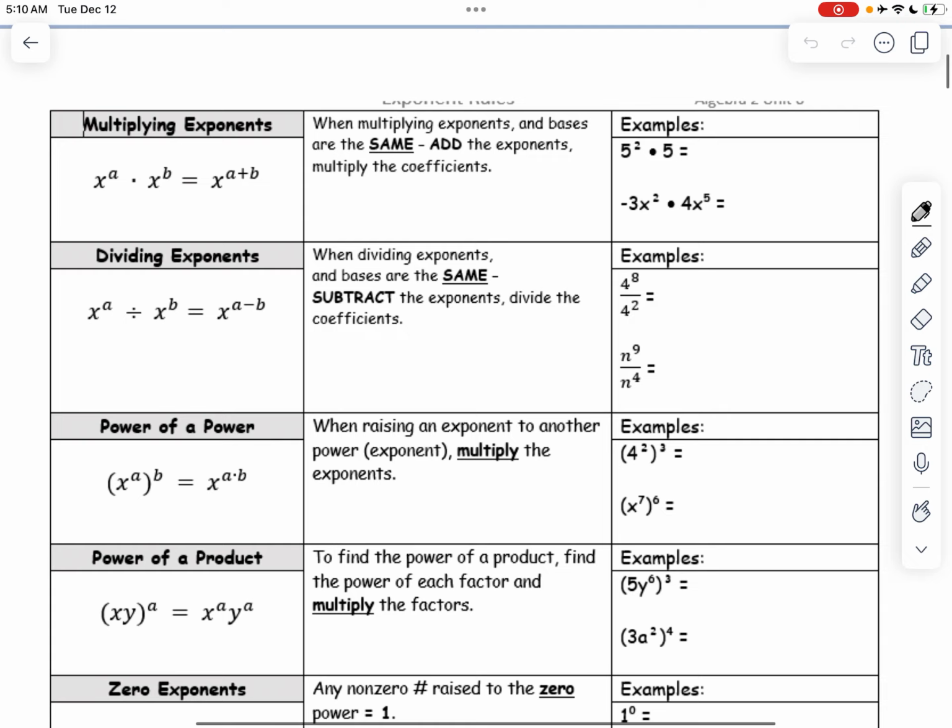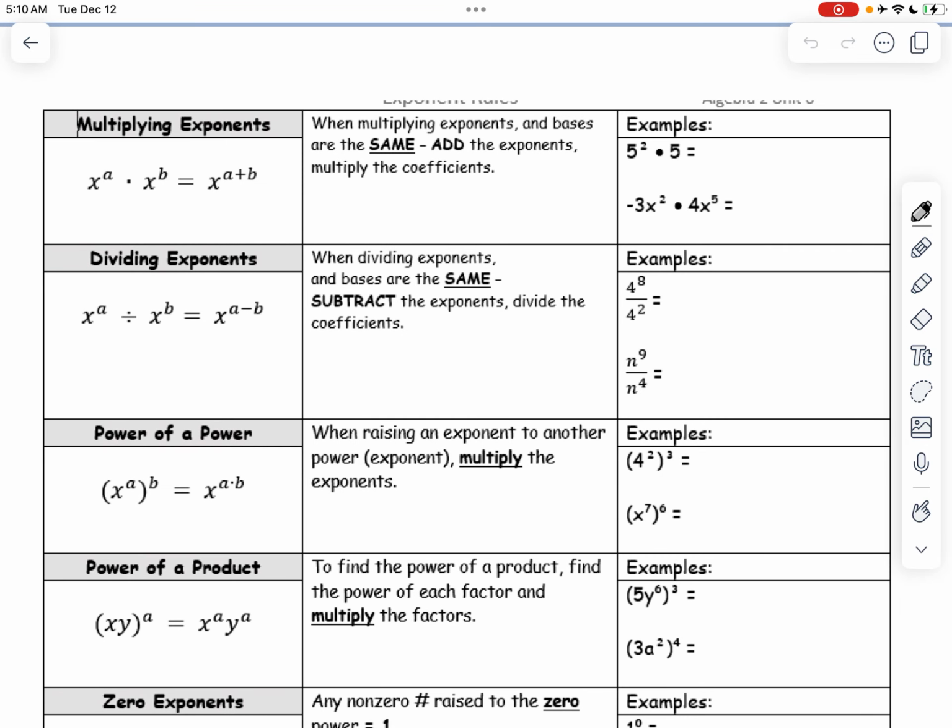So first I just want you to take a look at the left. You'll see that we have, one second, let me just get a highlighter. You'll see that we have the rule on the left, more of a worded explanation of the rule in the middle, and then some examples we're going to try together on the right.